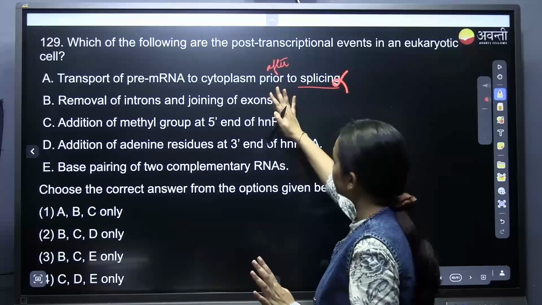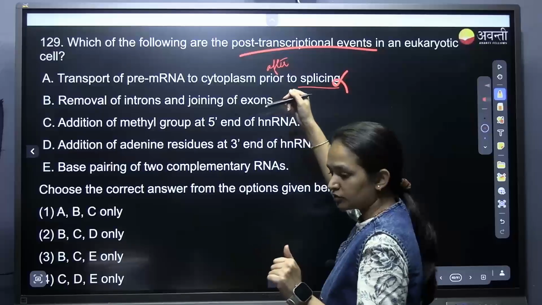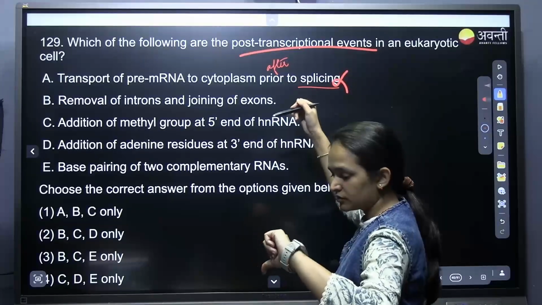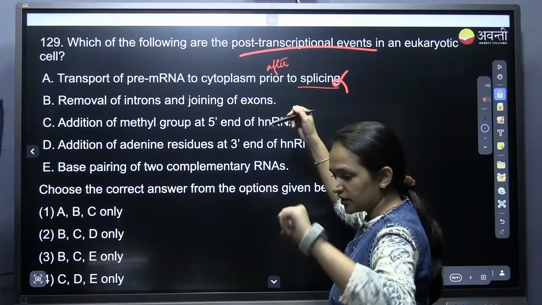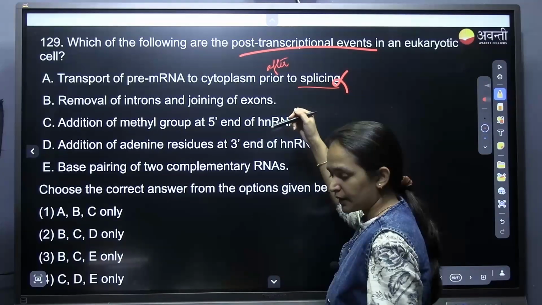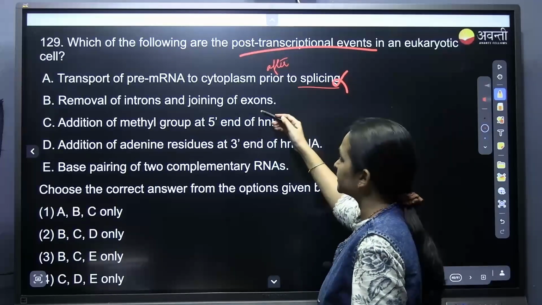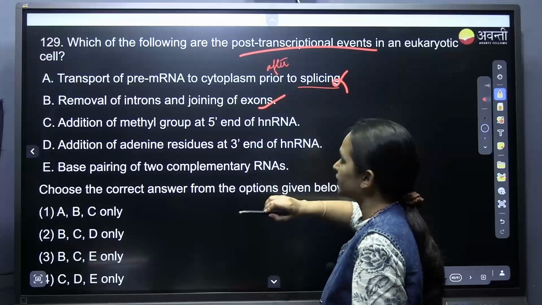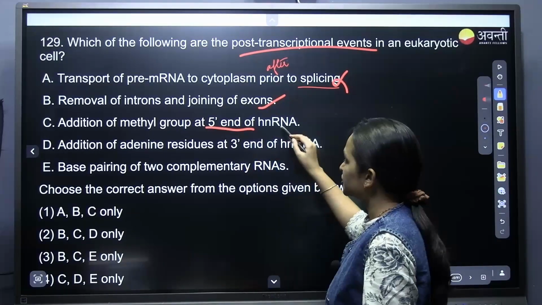Is it post transcriptional event? Yes or no? You just tell me yes or no. Yes means this is wrong. Removal of introns and joining, that is called splicing, post transcriptional event, right? Yes. Addition of methyl group at 5' end of HnRNA.